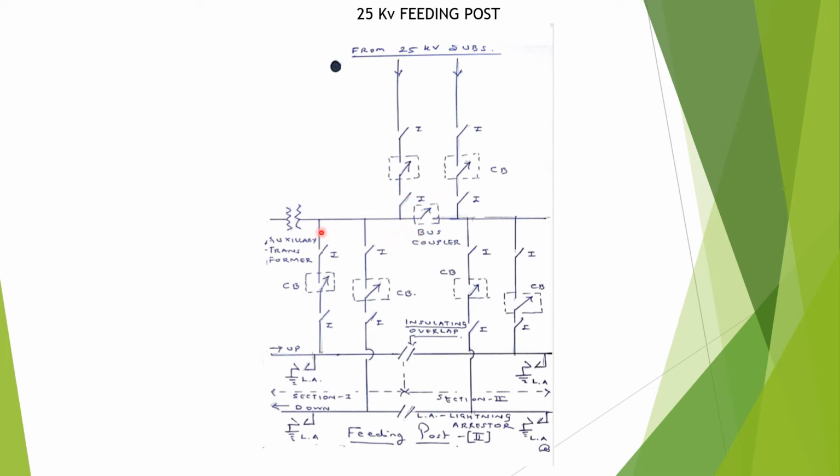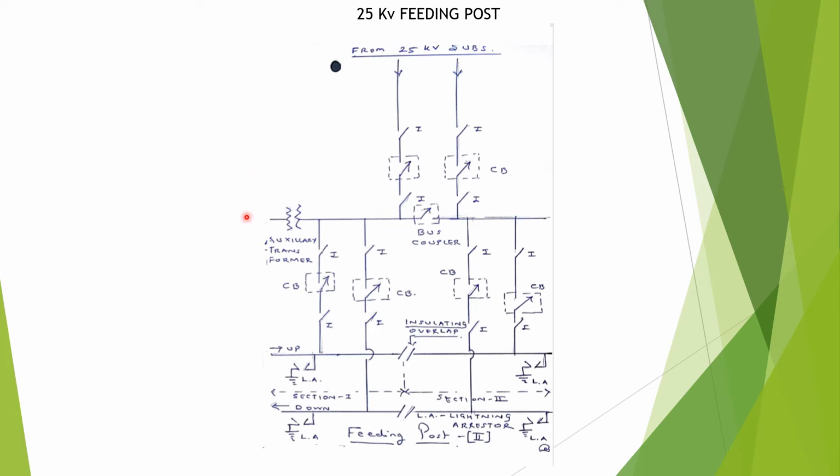Now again, here you can see that you have the up track as well as the down track. The up track receives the supply through the interrupter, circuit breaker, and another interrupter here, and the down track also receives the supply from an interrupter, circuit breaker, and interrupter here. The two subsections are separated by what is called an insulating overlap. We have the lightning arresters here, which basically provide protection against lightning strokes. So that is all about the feeding post.